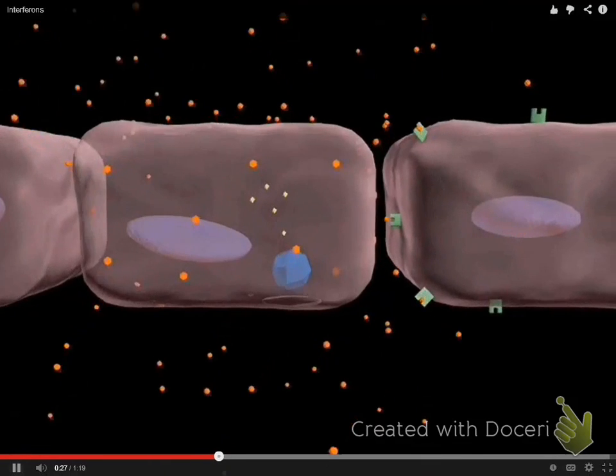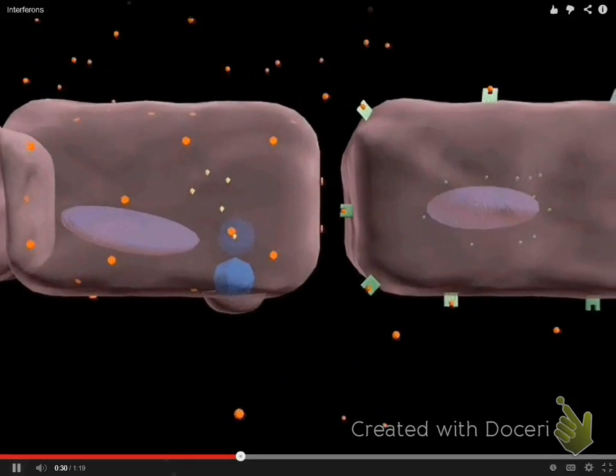Interferons can signal to neighboring cells to directly inhibit viral metabolism.